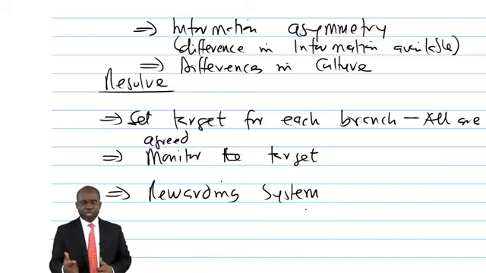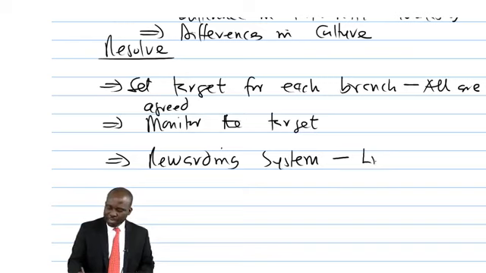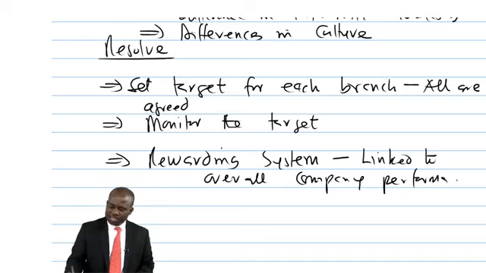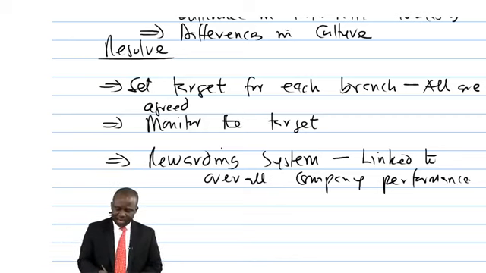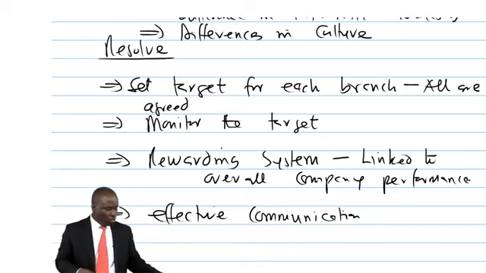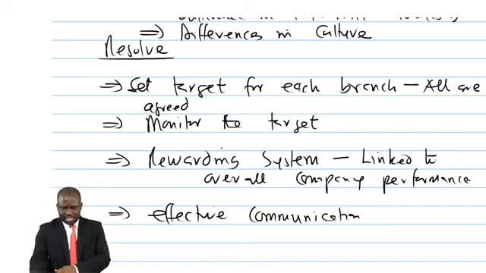The rewarding system, if you reward it based on achieving only branch objective, you're going to be in trouble. That sub-optimization will still be there. So the reward system should be linked to overall company performance. Don't just link it to performance of a branch, link it to the overall company's performance. And then you can also make sure that there is effective communication between them so that everybody will know the impact of what they are doing on the other company. Okay, so this is basically that question.